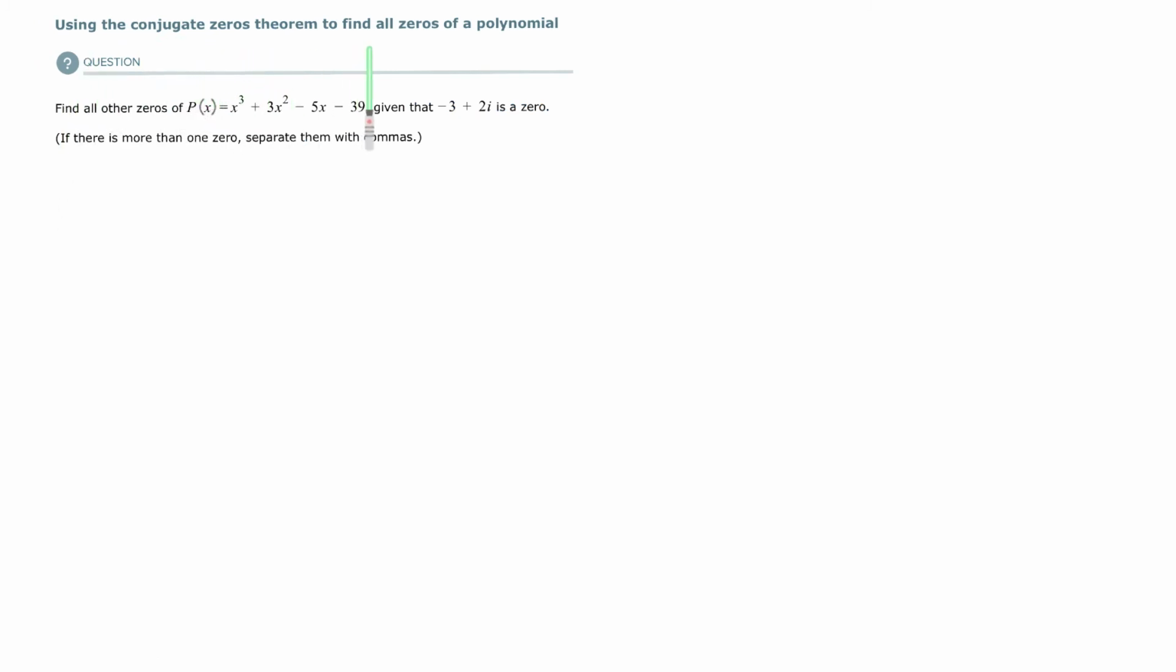Use the conjugate zeros theorem to find all zeros of a polynomial. So here's a polynomial, and you're given one of the complex zeros. Negative 3 plus 2i is a zero. What does that mean? Well, that means you get 2 things. One of the things is that x minus a negative 3 plus 2i is actually a factor of the polynomial. And you also get x minus a negative 3 minus 2i is a factor to that polynomial.